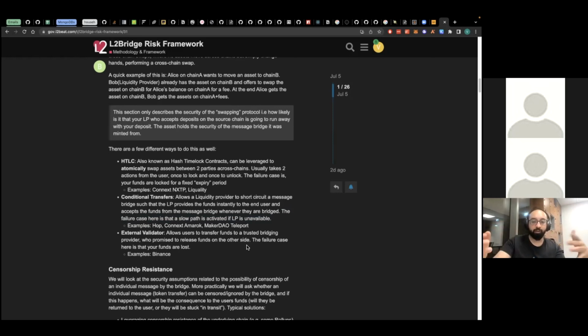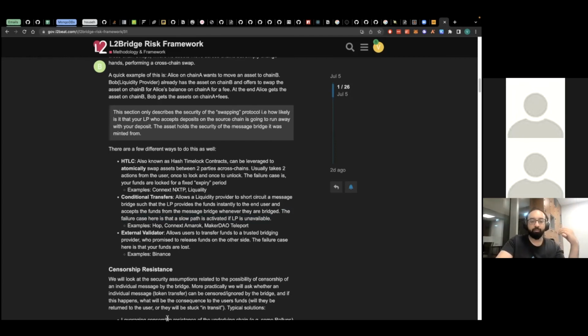I would put Stargate in this category as well. If you deposit into Stargate from Polygon, you are trusting the Oracle and the relayer that LayerZero uses to relay that message on the other side. If they don't, your funds would be lost. So yeah, that's a bit about security and these different bridging methodologies.